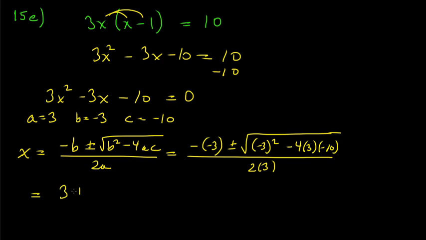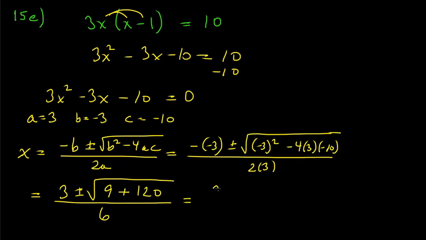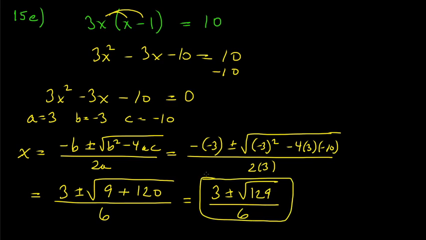So positive 3 plus or minus the square root of what? The square root of 9 minus 12 times negative 10. So that's going to be a positive 120. Yep, 12 times 10 is 120, right? Divided by 2 times 3, which is 6. So 3 plus or minus the square root of 129 all over 6. And I think that's it, right?